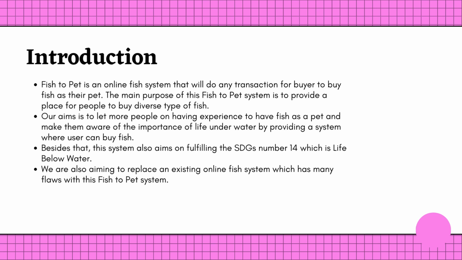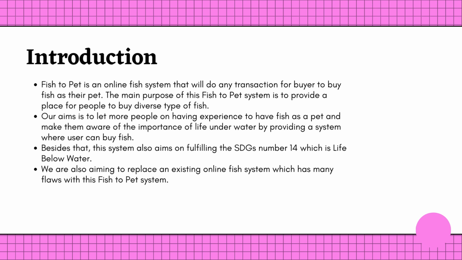Introduction: The Fish-to-Pet system is an online system that will handle transactions for buyers to buy fish as their pet. The main purpose of this system is to provide a place for people to buy diverse types of fish. Our aim is to let more people have the experience of keeping fish as a pet and make them aware of the importance of life underwater by providing a system where users can buy fish.